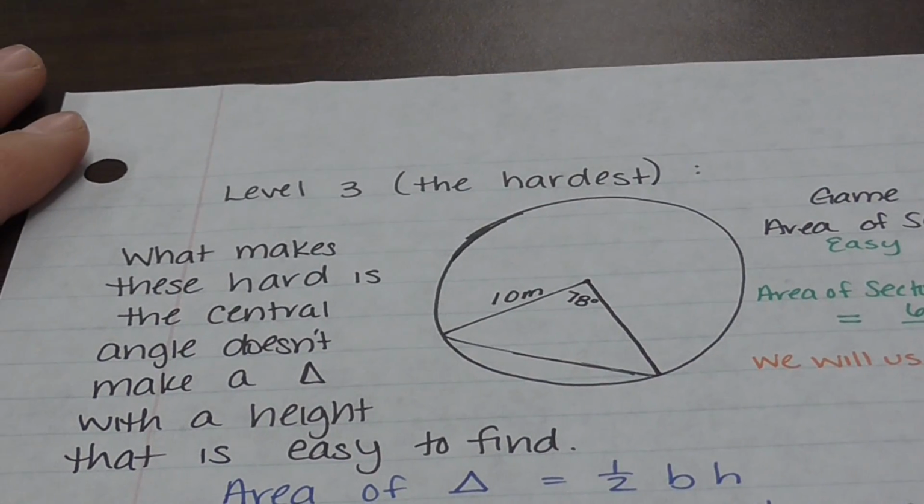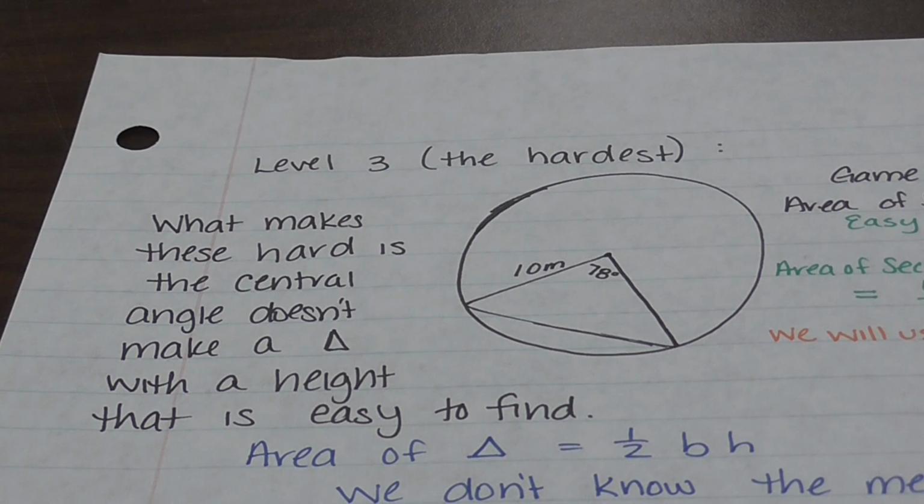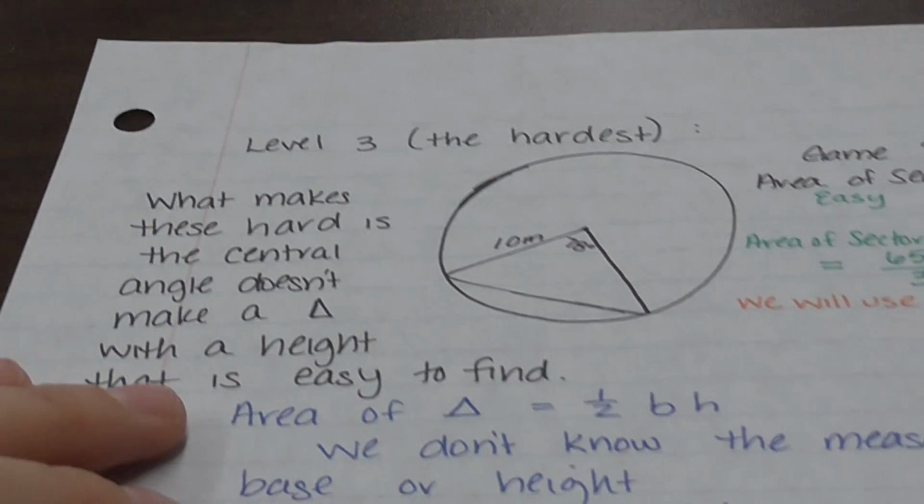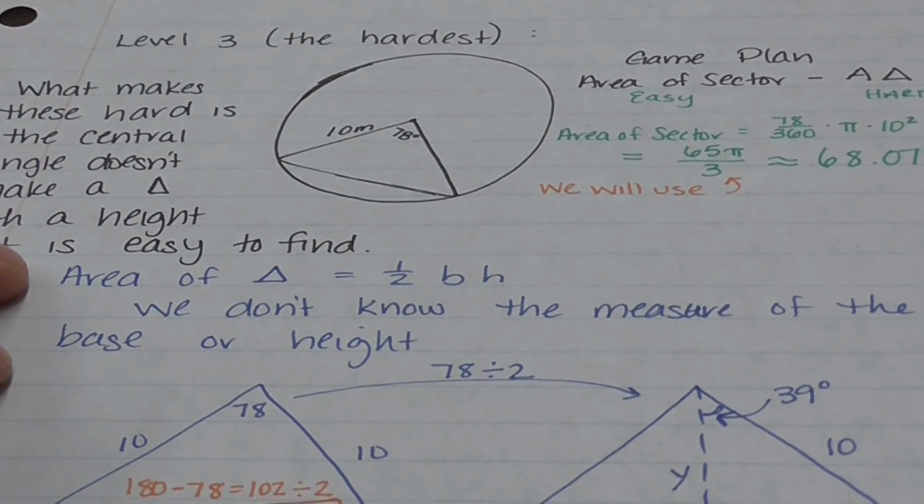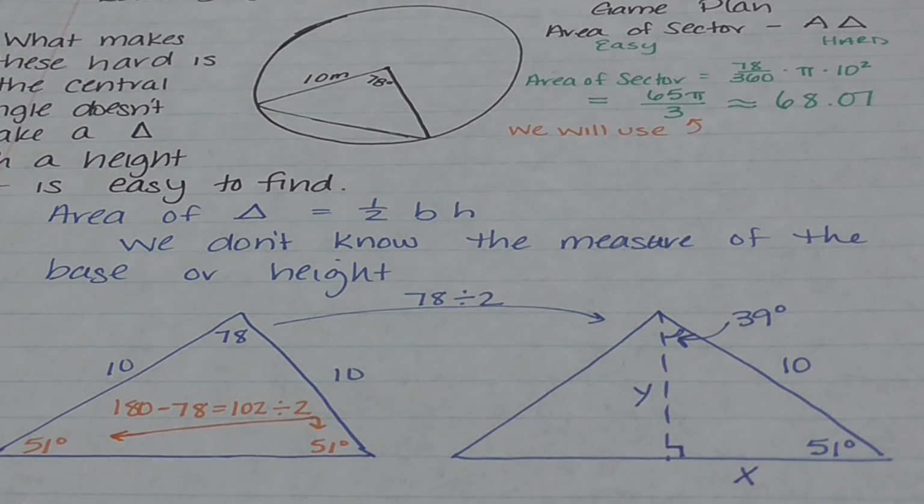Alright, so what makes finding the area of the triangle hard is that the angle doesn't make a special right triangle with a height that's easy to find. So the area of the triangle is still 1/2 base times height. We don't know the measure of the base or the height.